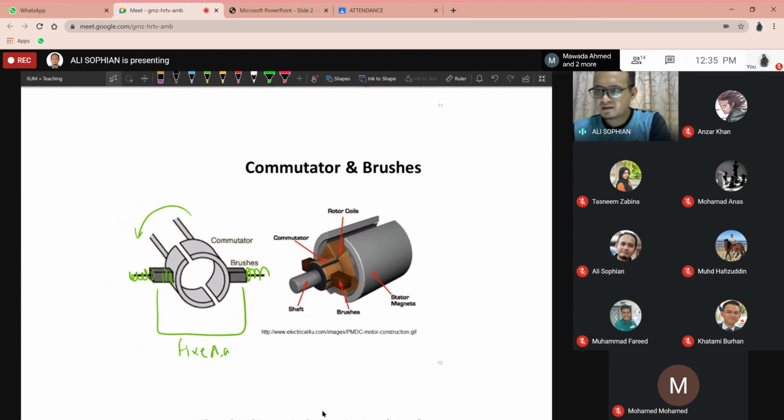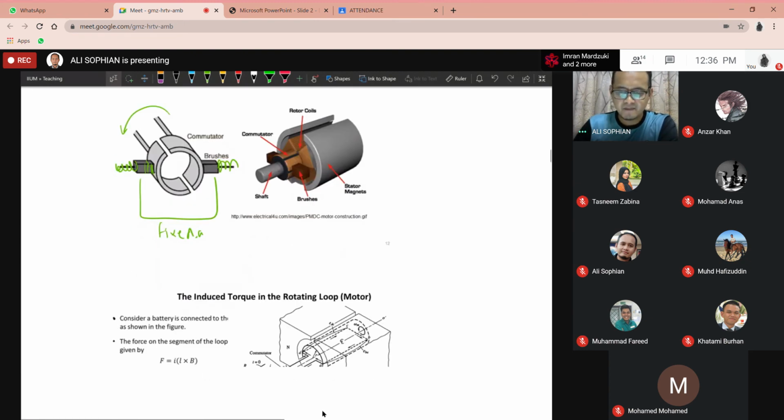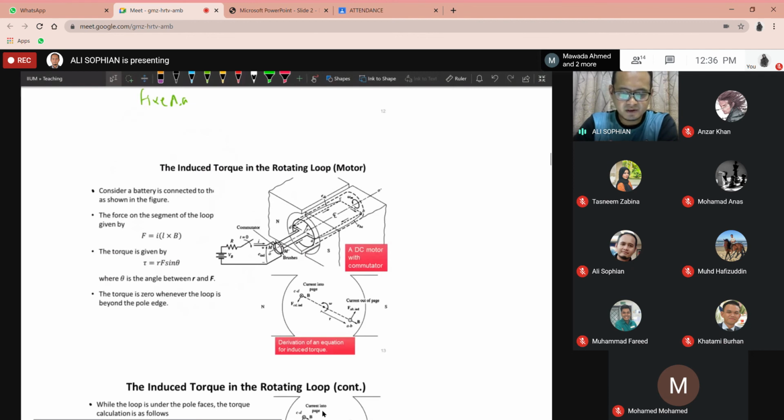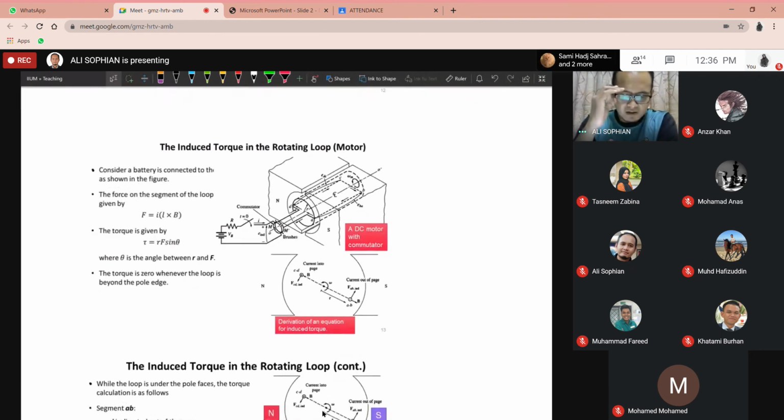Okay, it's 35. We still have 15 minutes. Let's see if we can now go through the second part, which is the induced torque in the rotating loop. Maybe for this one, I will not go into so many details, but the concept or the principle is very similar.